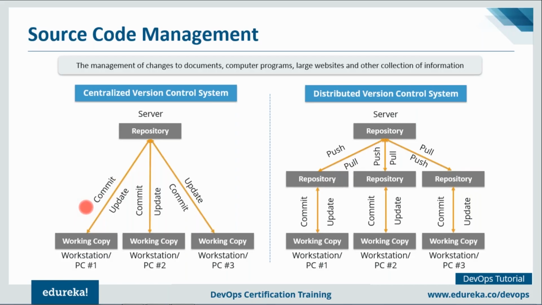But let me now discuss a few disadvantages. First of all, it is not locally available, meaning you always need to be connected to a network to perform any action. Since everything is centralized, in case the central server crashes or gets corrupted, it will result in losing the entire data of the project, right? So that's a very serious issue, guys. And that is one of the reasons why industries don't prefer the centralized version control system.